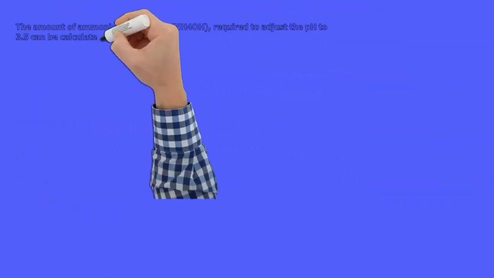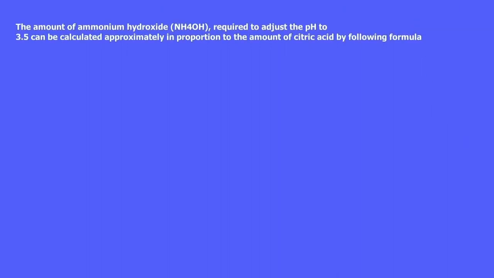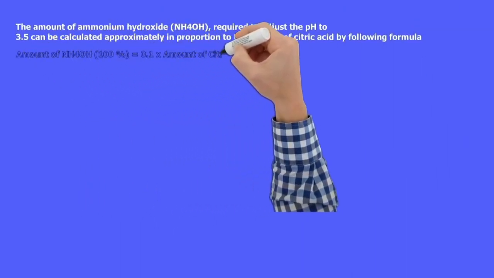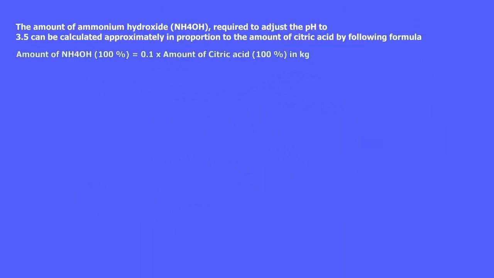The amount of ammonium hydroxide, NH4OH, required to adjust the pH to 3.5 can be calculated approximately in proportion to the amount of citric acid by the following formula. Amount of NH4OH, 100%, equals 0.1 x amount of citric acid, 100%, in kg.